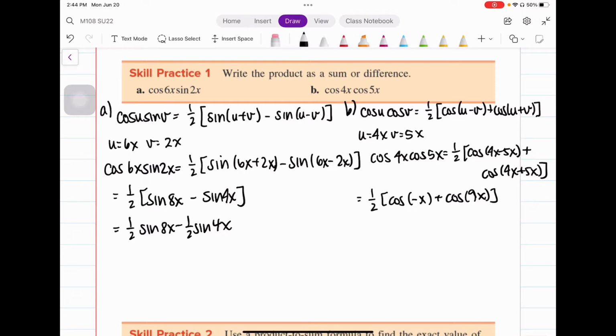And we can distribute that 1/2. That's 1/2 cosine negative x plus 1/2 cosine 9x. And cosine's even. The cosine of negative x is just cosine x. So we have 1/2 cosine x plus 1/2 cosine 9x.